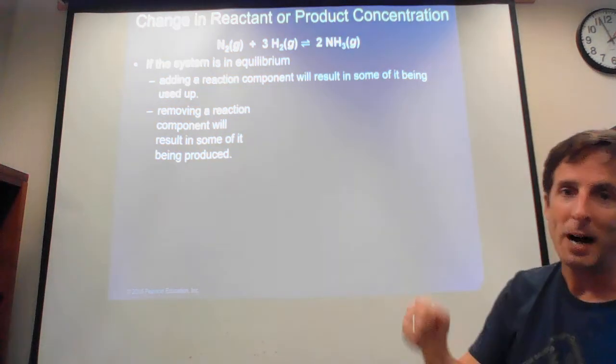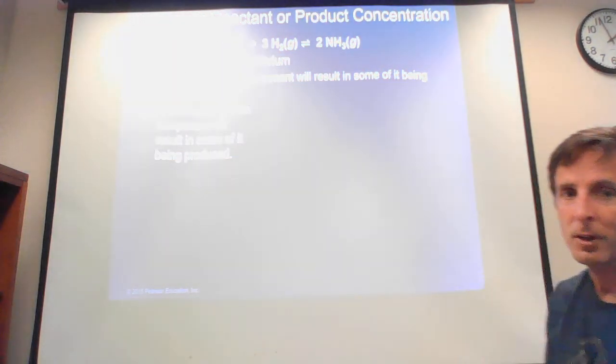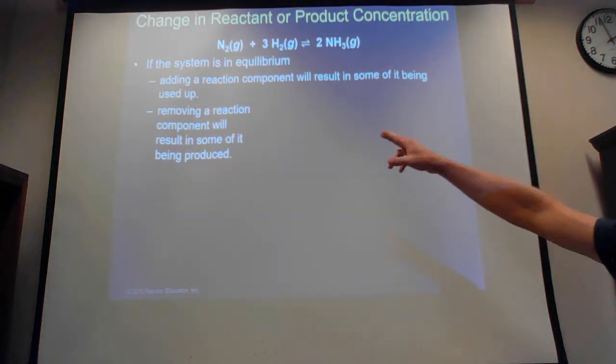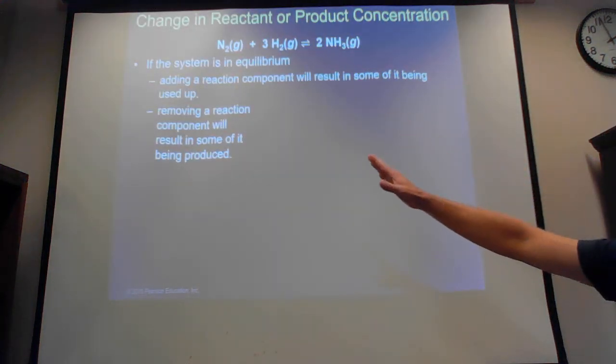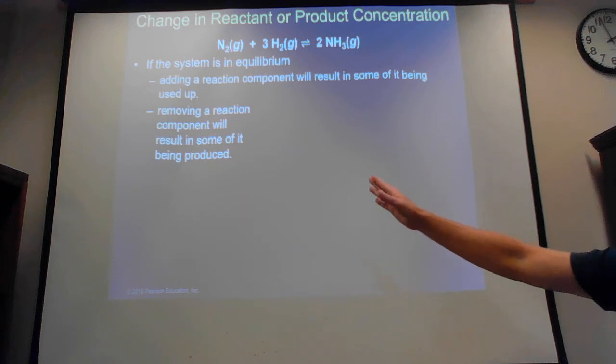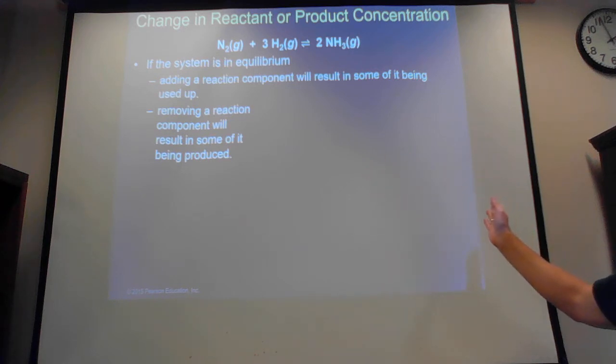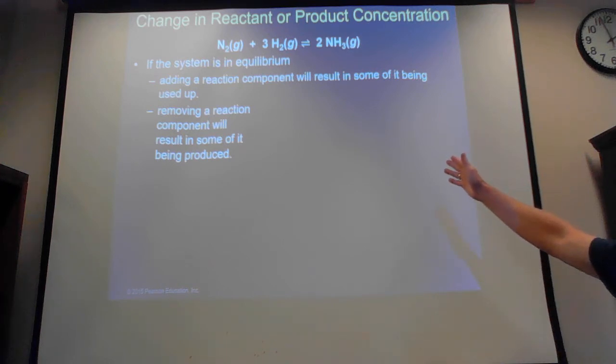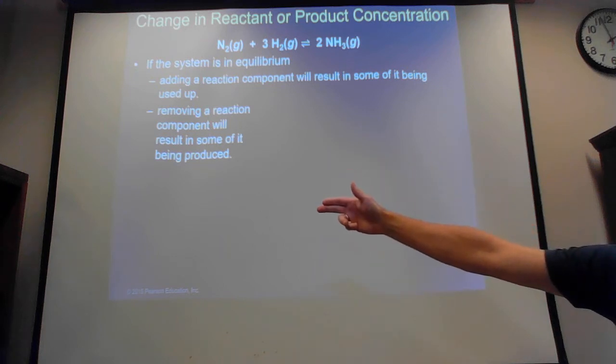Or I could add some hydrogen. Okay? Well, hydrogen is also a reactant, so adding hydrogen, again, if I add anything that's on the left side of the reaction, it's going to cause the reaction to go to the right. But I could also add some ammonia. If I open up a container at equilibrium, dump in some ammonia, and then close the lid, now I have too much on the product side, and that'll make the reaction shift back towards the reactants.